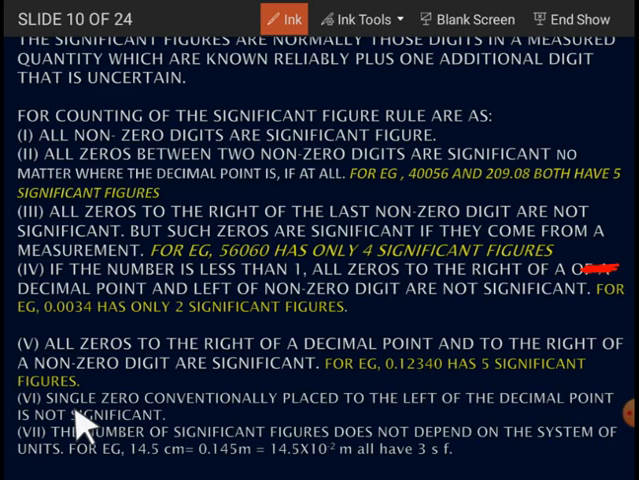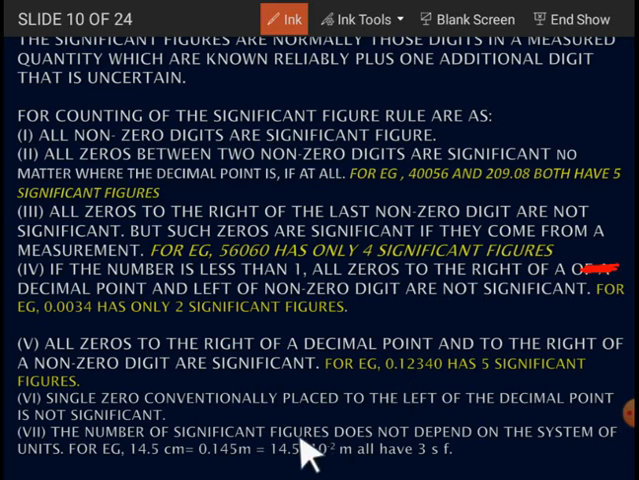Next, a single 0 conventionally placed to the left of the decimal point is not significant. While writing, we never write it as .12340 like that. We generally place one 0, conventionally, to the left of a decimal point. So that 0 is insignificant. Got it? We need not count such a 0 as a significant figure.